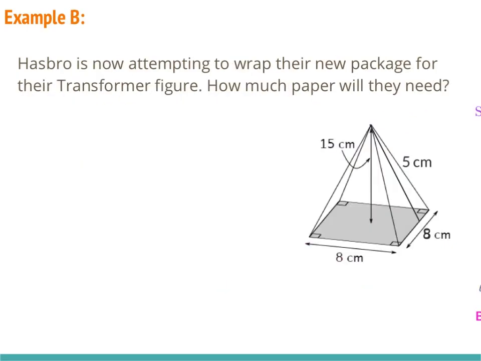Now let's take a look at example B. So here we are at example B, and it says Hasbro is now attempting to wrap their new package for their Transformer figure. How much paper will they need? So again, just like last time, we have a couple questions to ask ourselves. One, is this volume or surface area? And two, what kind of shape are we dealing with? Since we know we're going to be wrapping around the outside of this shape, we know that we're going to be talking about surface area. Then we need to determine what kind of shape we have. So again, it's pointy at the top, so I know it's either a cone or a pyramid. I don't see a circle around the bottom, so it's not a cone, so I know I have a pyramid.